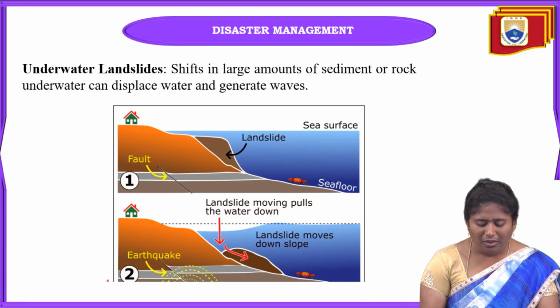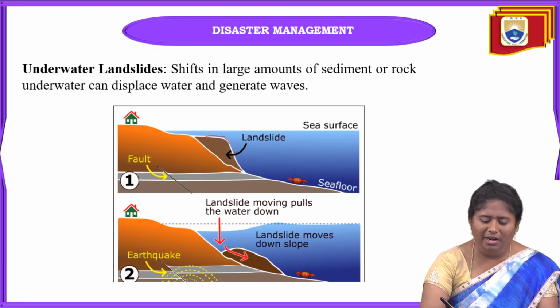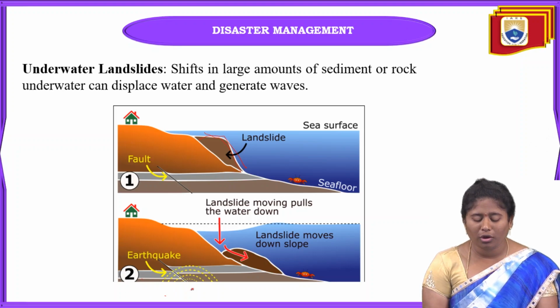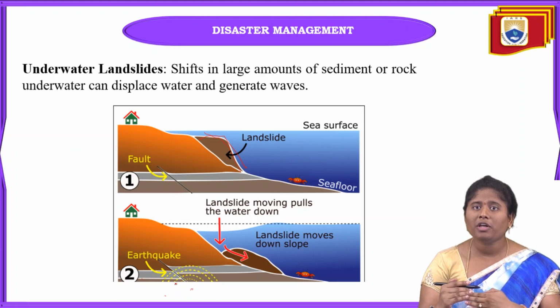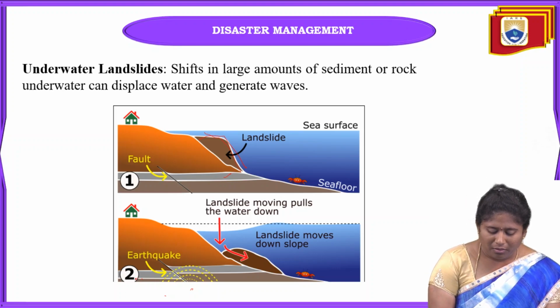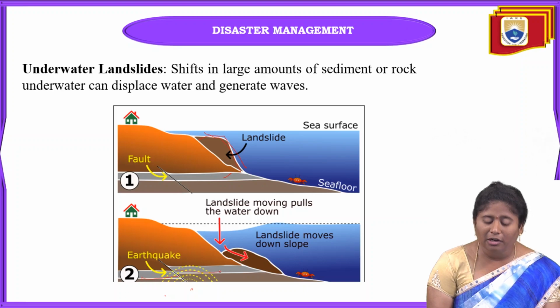Here you can see this is your normal area, here your landslide will be there. Okay, and this is your sea surface. If any earthquake is going to occur, in the second picture you can see there will be moving of the tectonic plates. Here you can see this cement color. This cement color is the tectonic plate.